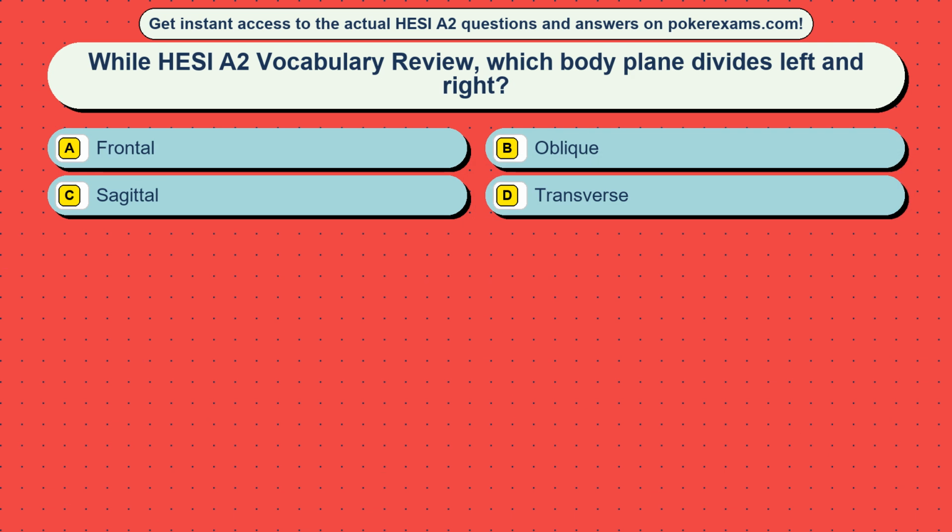Question 7. While HESI A2 Vocabulary Review, which body plane divides left and right? Option A, frontal. Option B, oblique. Option C, sagittal. Option D, transverse.